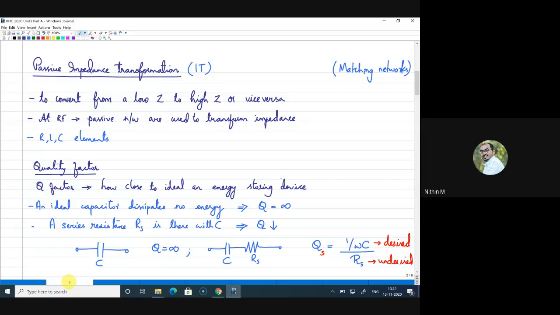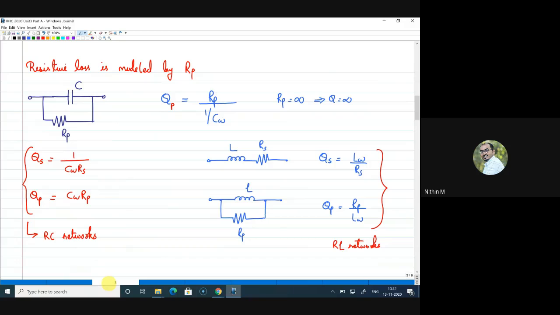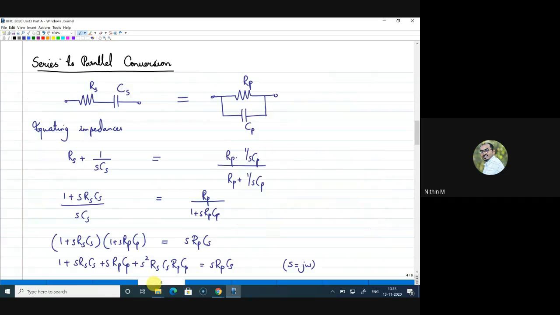With respect to that, we looked at quality factor, and we stated that quality factor is a performance measure which tells us how close to ideal the energy storing devices are, and we defined the quality factor. We have written those things with respect to both RC and RL networks.